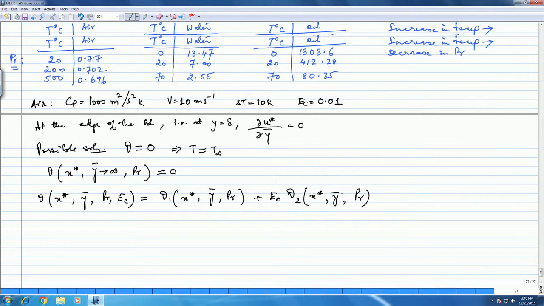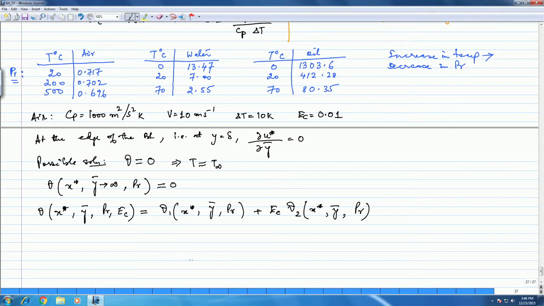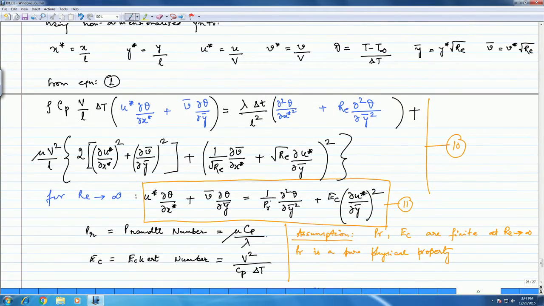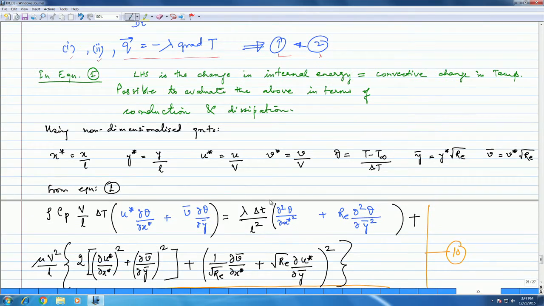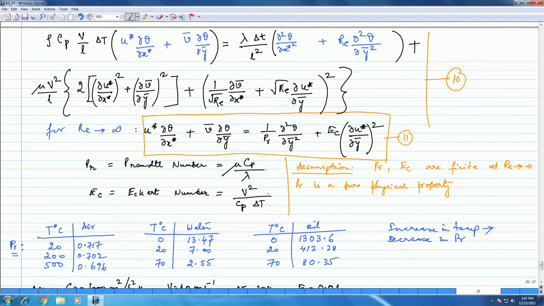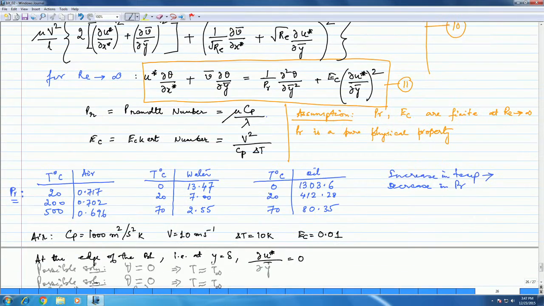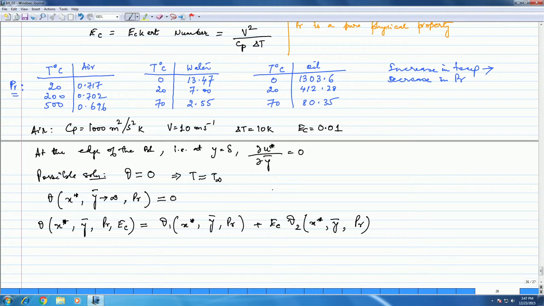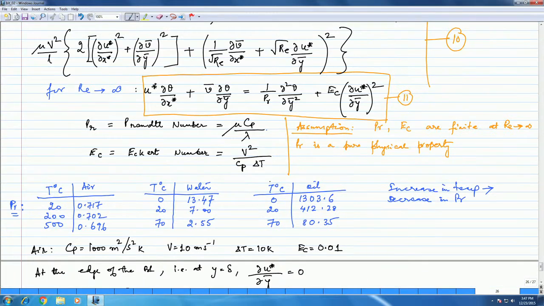Now, theta 1, as you can see, is a solution which does not contain any dissipation, and the second term, which contains the Eckert number, essentially contains the dissipation. So, this is your equation 10 and 11, and this is the general solution to equation 1.